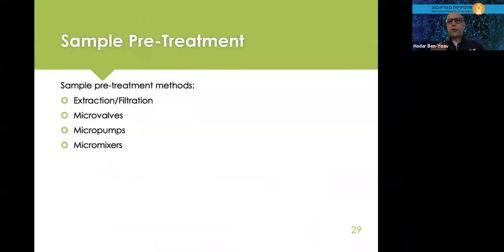So we talked about four different types of pre-treatment: how we take a sample and do pre-treatment, the extraction or filtering of a specific molecule, the valving, to open and close the channel, micropumps, to allow the sample to flow from one area to another, and the micromixer to mix the samples.